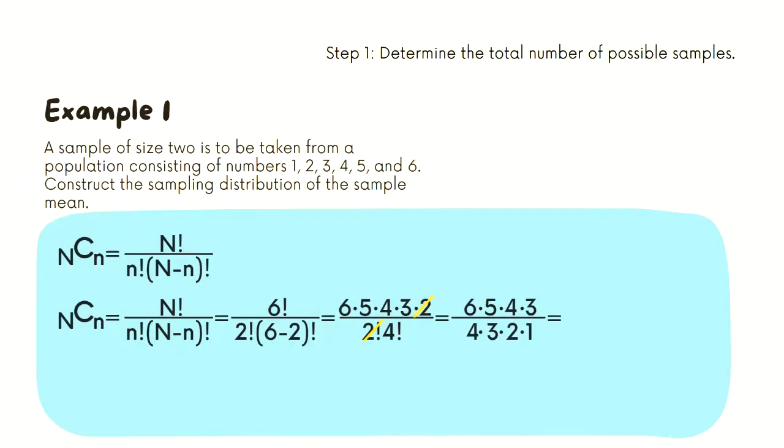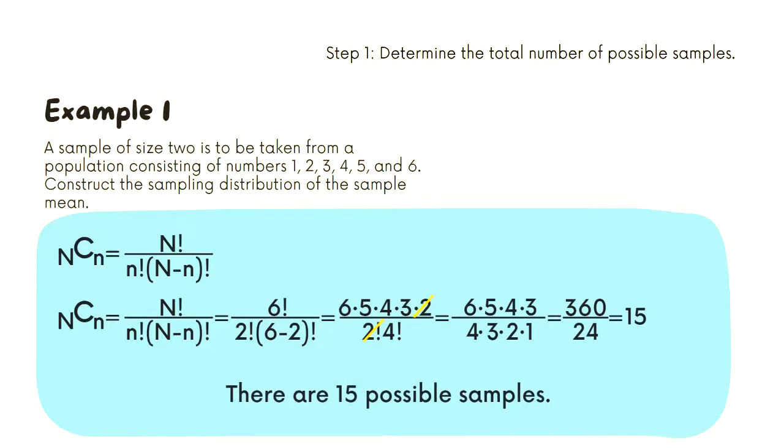Now, since it's a factorial, we're just going to multiply 6 by every number below it. We have 2 factorial down here, so we're going to stop at 2 and cancel it. So it will be 6 times 5 times 4 times 3 over 4 times 3 times 2 times 1, which equals 360 over 24. And when we simplify it, it's going to be 15. So, there are 15 possible samples.